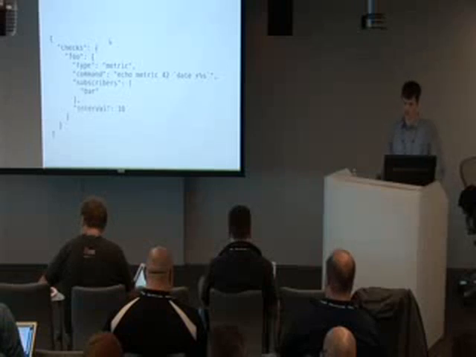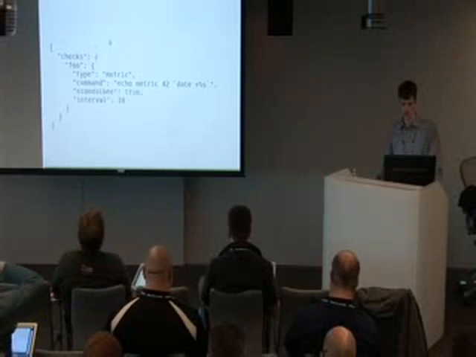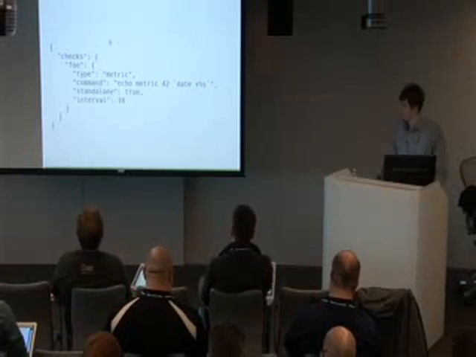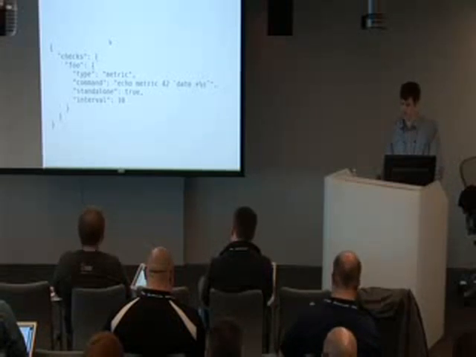You can also do some metric collection with Sensu. This one runs every 10 seconds. It just dumps 42. And then here's an example of a standalone check. Instead of specifying subscribers, you say standalone true, and that will schedule it on the client wherever this config file is dropped.